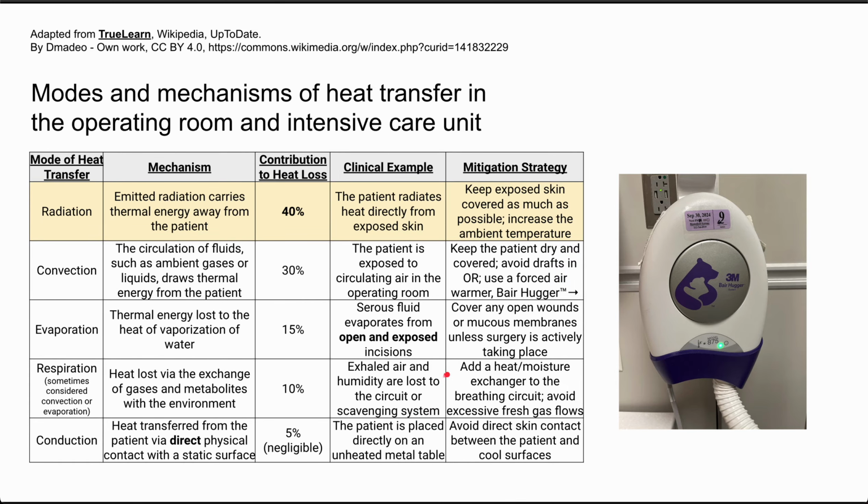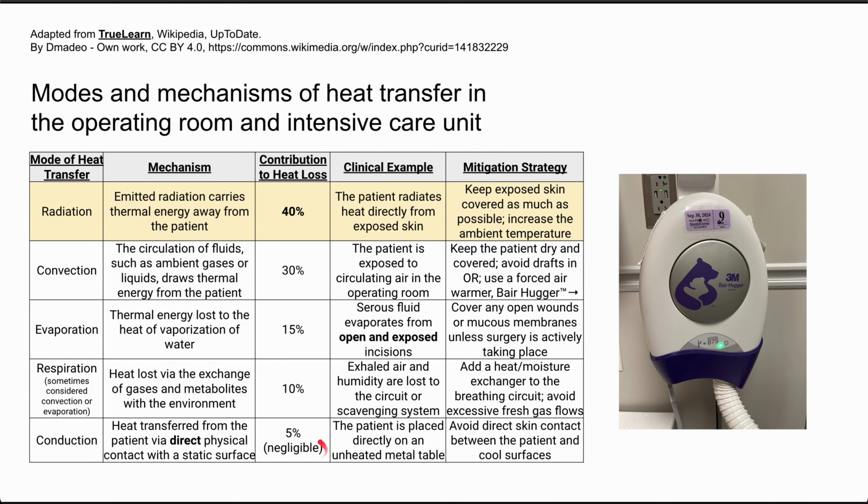One mitigation strategy here is to add a heat and moisture exchanger to the breathing circuit. This is usually built into anesthesia machines. You can also avoid excessive fresh gas flows so that the air is kind of being recirculated in the anesthesia machine so that you don't have to constantly re-warm it. If you're reusing some of the gas, which you can do because you have a carbon dioxide scavenging system, then you'll be able to keep warm air flowing in and out of the patient's lungs.